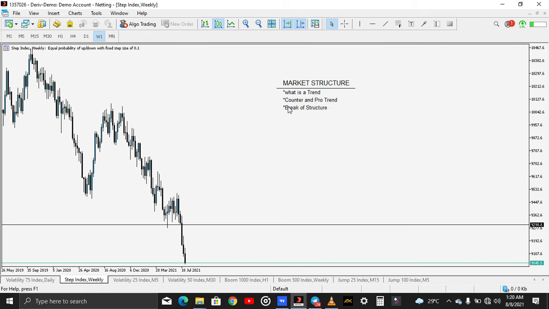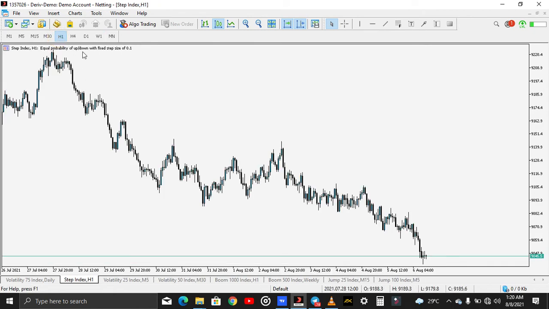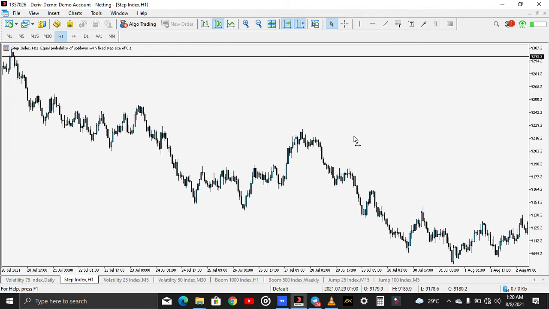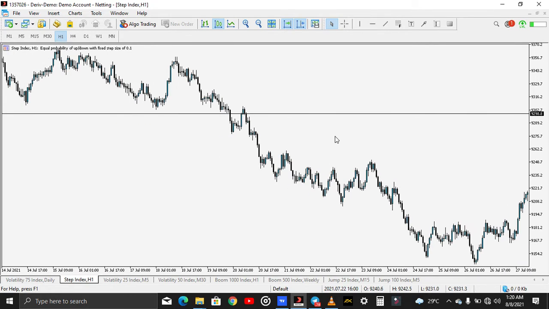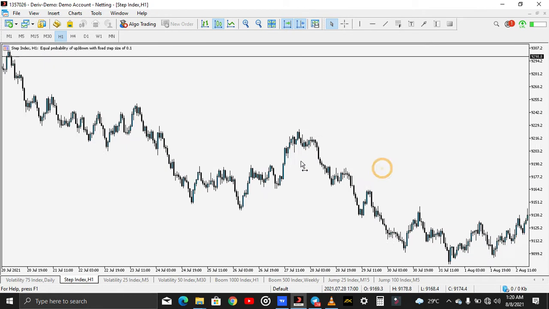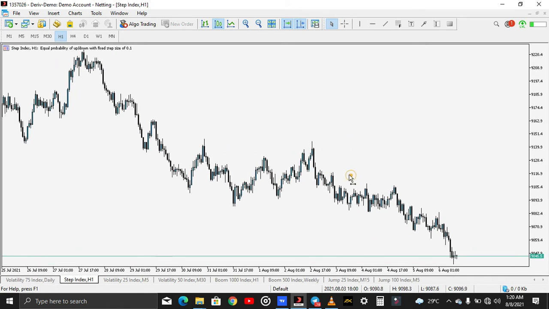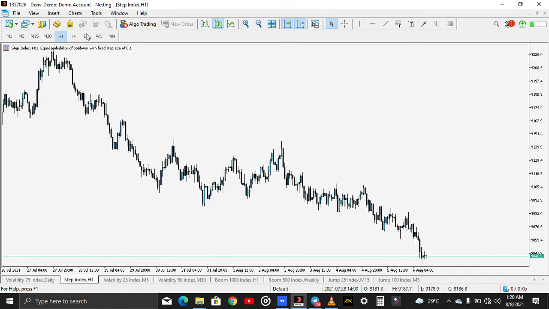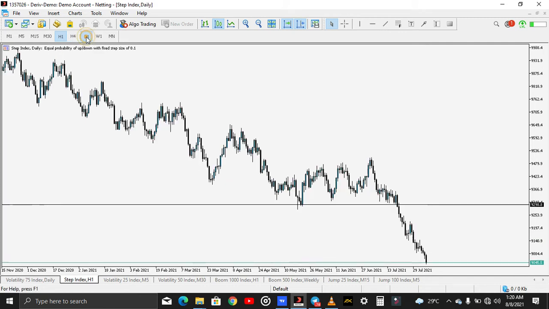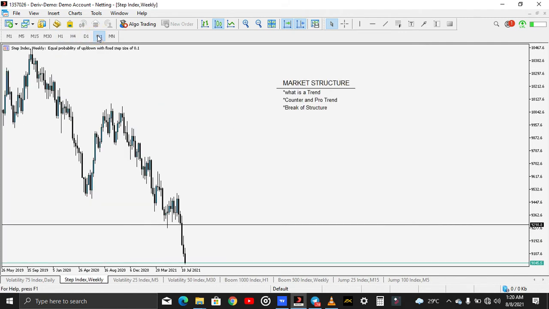Now, let me go to the weekly, I want to follow the syllabus here. But I want to show you something. What is market structure? Market structure is simply looking at plain price and trying to figure out the direction of the market. Now this is the Step Index market, and if you go to the weekly time frame, what are you seeing here, guys?